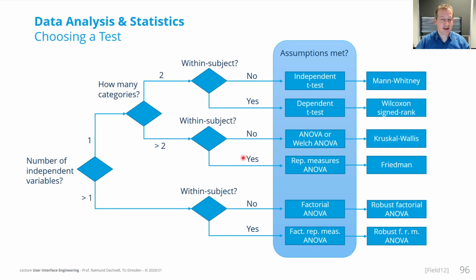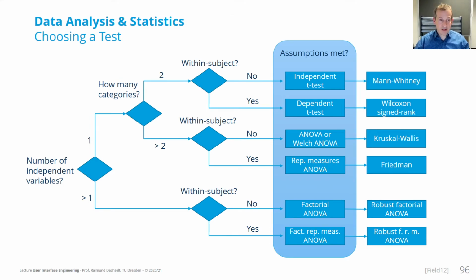And if it is within subject, that means everybody is testing all the interaction techniques. Say the independent variable is interaction technique. We have 5 interaction techniques and every participant is doing each of them. Then we have a repeated measures ANOVA.